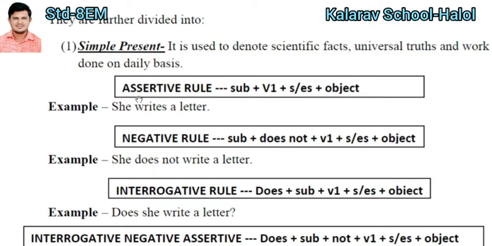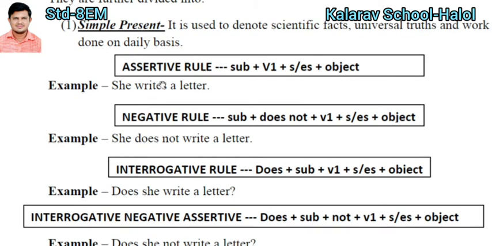For types of sentence, number one is the assertive sentence. For the assertive sentence, first of all the subject will come, then verb number one, meaning the main verb plus s or es, and then the object and rest of the sentence. She writes a letter. Here she is the subject, writes is verb number one joined with s, then after that the object, a letter. She writes a letter. This is the simple present tense assertive sentence.